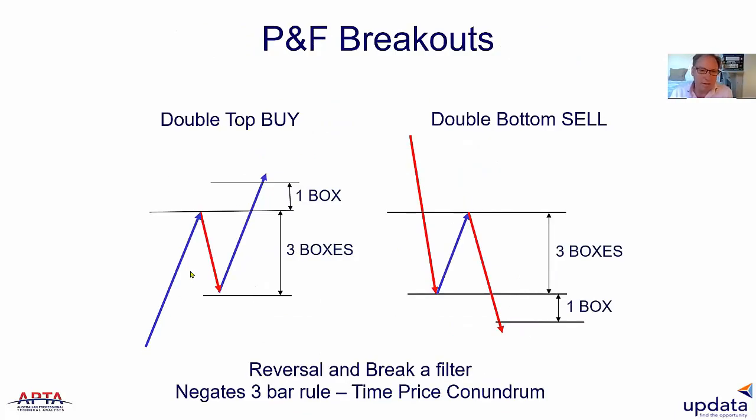The point and figure breakouts, the significance is that you have to reverse by 3 boxes and you have to then break out by a further 1 box. As we're finding, I'm sure many of you find you get the price breaking resistance, but it doesn't hold it. I quite often use the 3-bar rule where I want to see it hold it for 3 bars before I'd say it's a proper breakout. But the point and figure construction of the extra box means that is really a proper breakout because it's gone further than the previous high, and the same with the low. So it's just that time conundrum, and if the box breaks by 1 box, then that's significant.